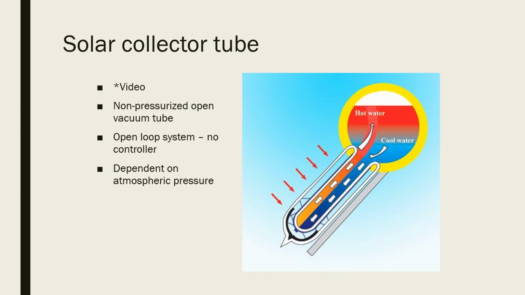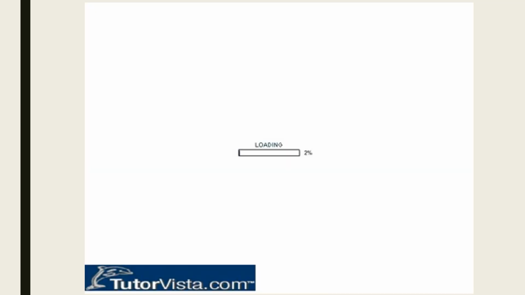All right. So if you still remember in your previous lesson on thermal modeling, you did a model of a solar collector tube. So it's actually a non-pressurized open vacuum tube where you have two ambient pressures on both sides of the pipe. And it is an open loop system. There's no controller for the previous model, and it is dependent on atmospheric pressure to control the temperature of fluid. Let's watch this video.